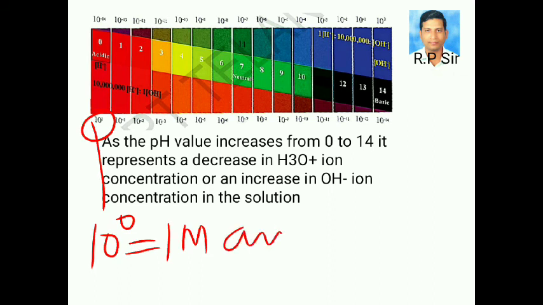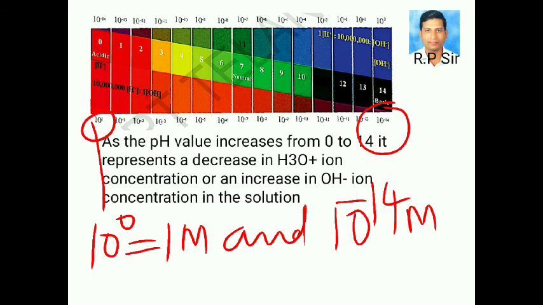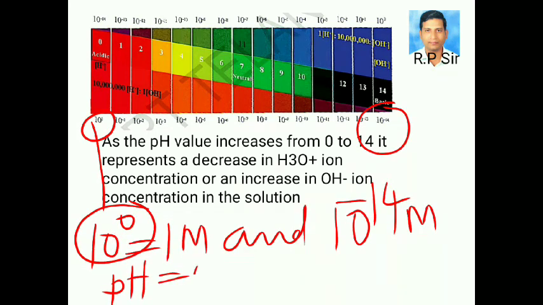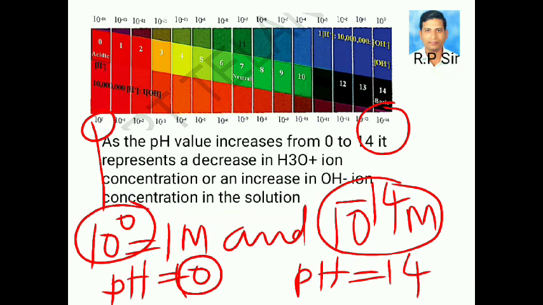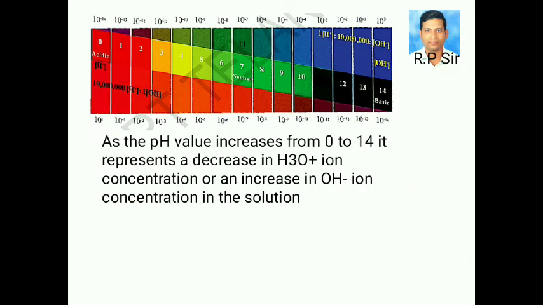and 10 power minus 14 mole. For the hydrogen ion concentration 10 power 0, the pH value is equal to 0. For 10 power minus 14 hydrogen ion concentration, the pH value is about 14. So the pH value starts from 0 up to 14.